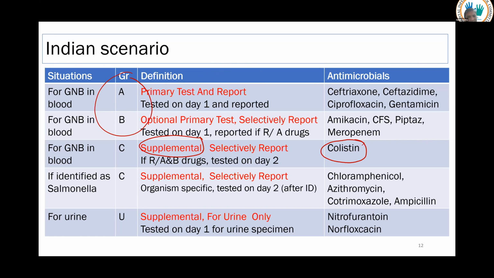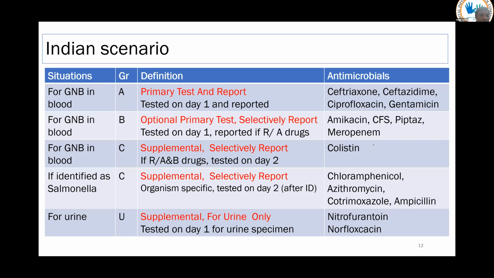Even this classification may not apply in most situations. For example, in our lab, we test colistin as a primary drug because for XDR strains there is no other option than colistin, so we don't want to delay the treatment. Therefore, we test colistin on day one itself. But in your lab, if you test something on day two, those you can call group C.